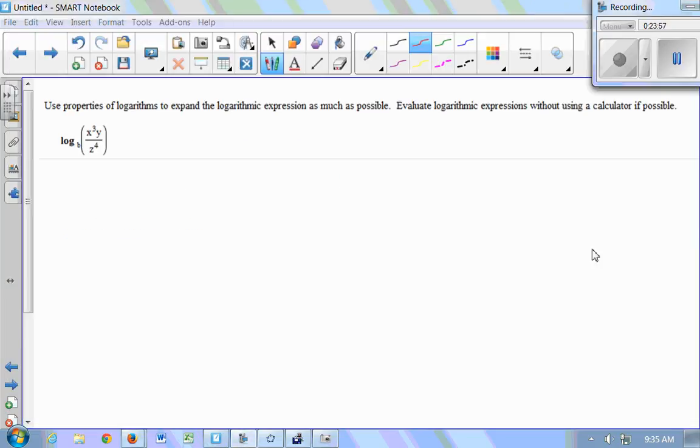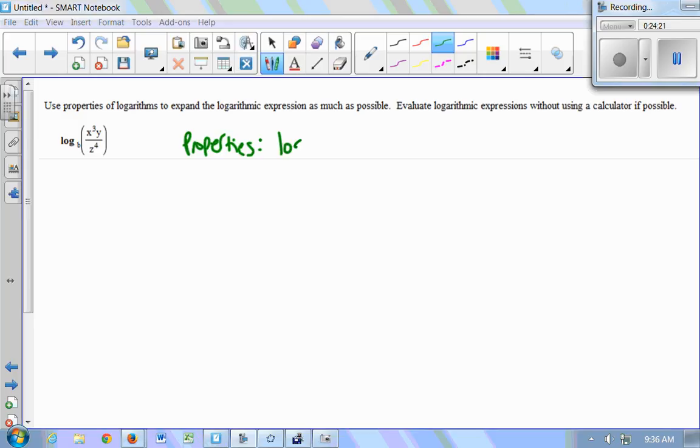Evaluate without a calculator if possible. Okay, so it's log base b of x cubed y over z to the 4th. So we learned a couple of log properties this week. Let's see, so some properties that might apply here are that it looks like I've got some multiplication and I've got some division and I've got some powers. So those are 3 properties of exponents.